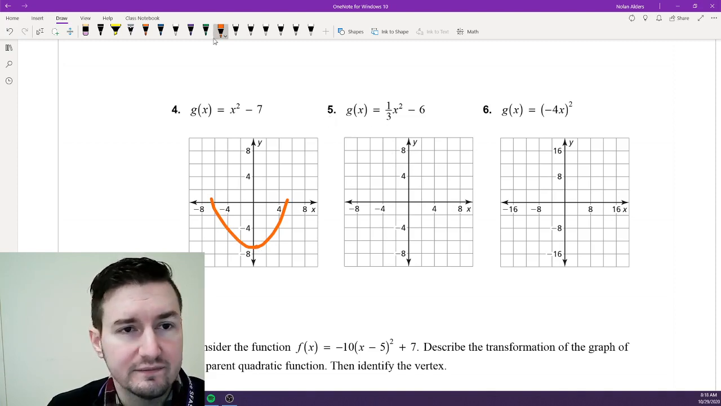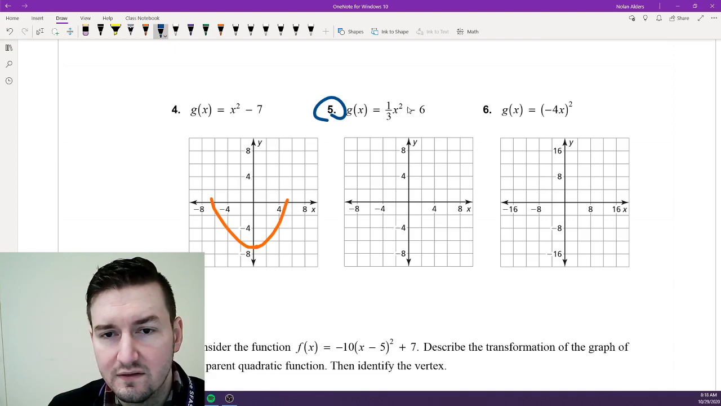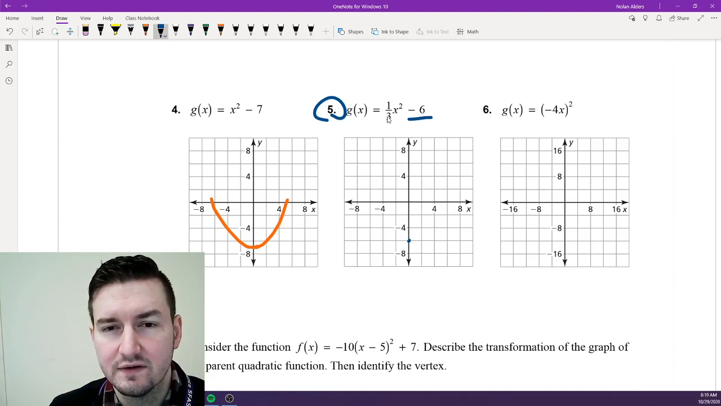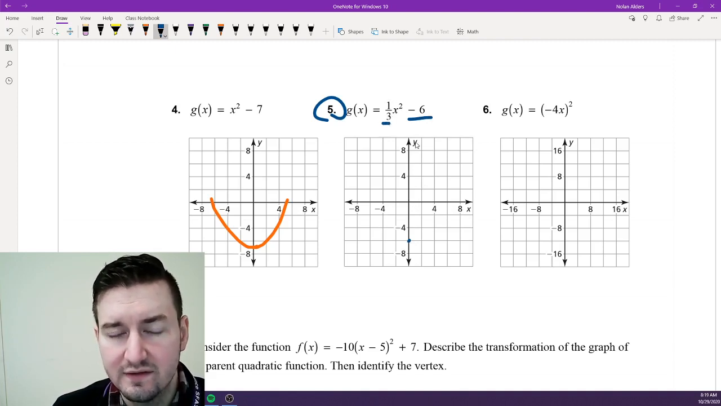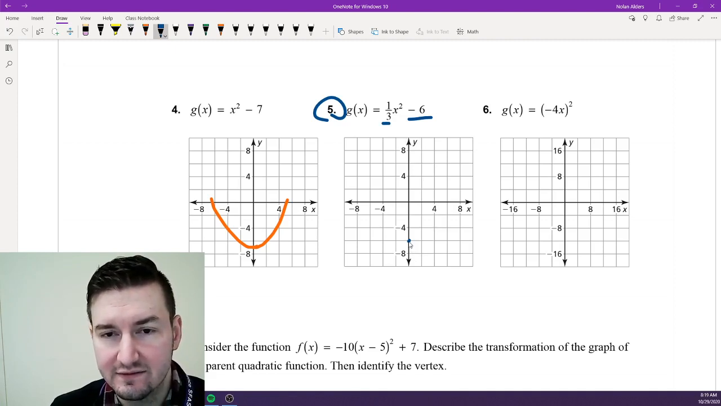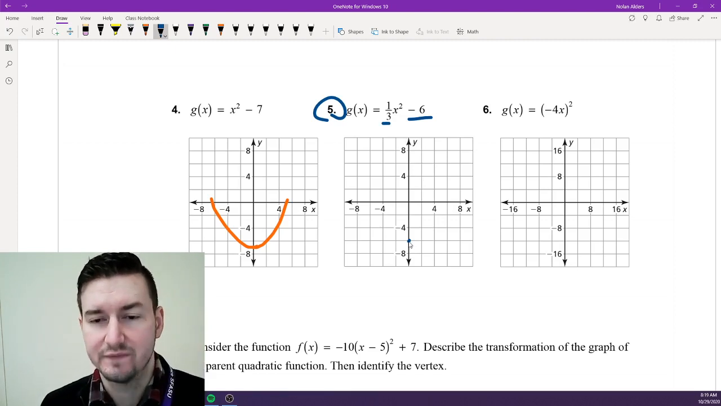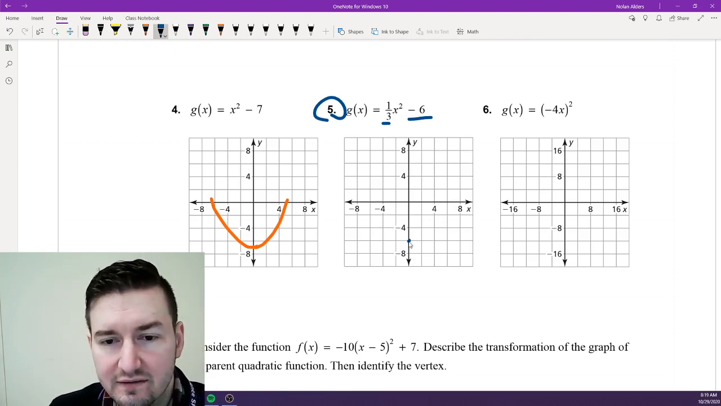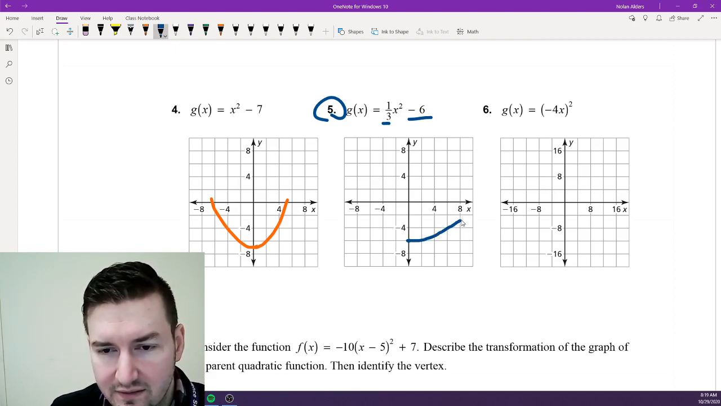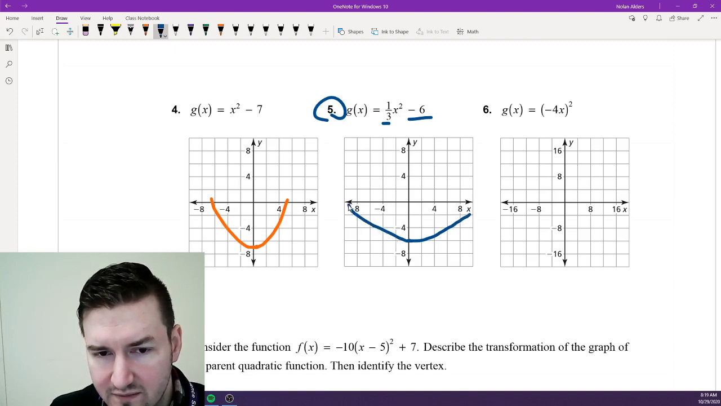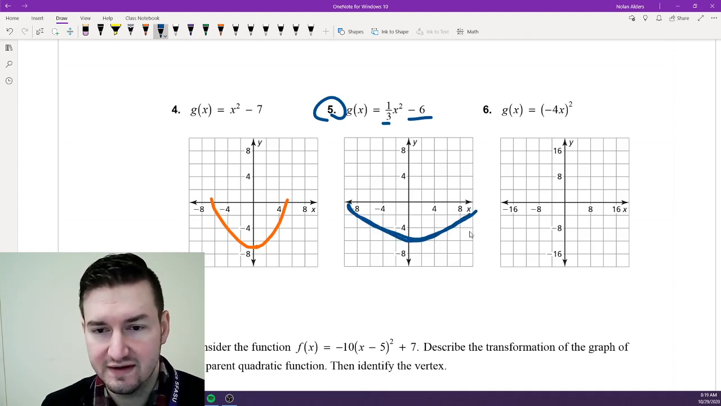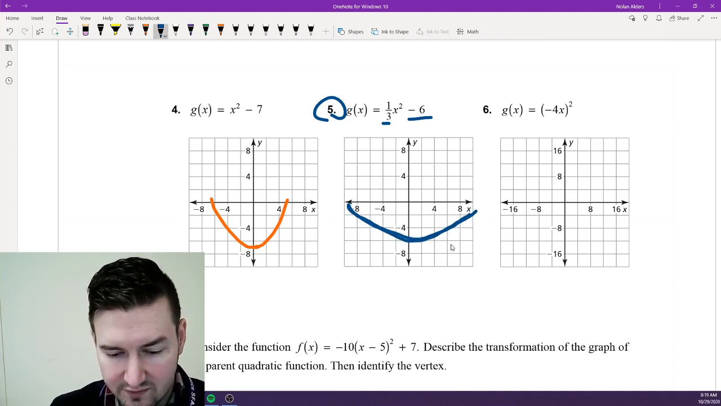For number 5, we have down 6, so right about here, and then the 1/3 right here means that we are shrinking it vertically, so that means that it's going to be kind of squished or kind of shrunk downwards, or kind of like widened in a way. So it's going to look kind of like this. It's not a perfect image, but maybe you get what I'm trying to do here. I'm trying to stretch or shrink it down to where it's not like a regular parabola.